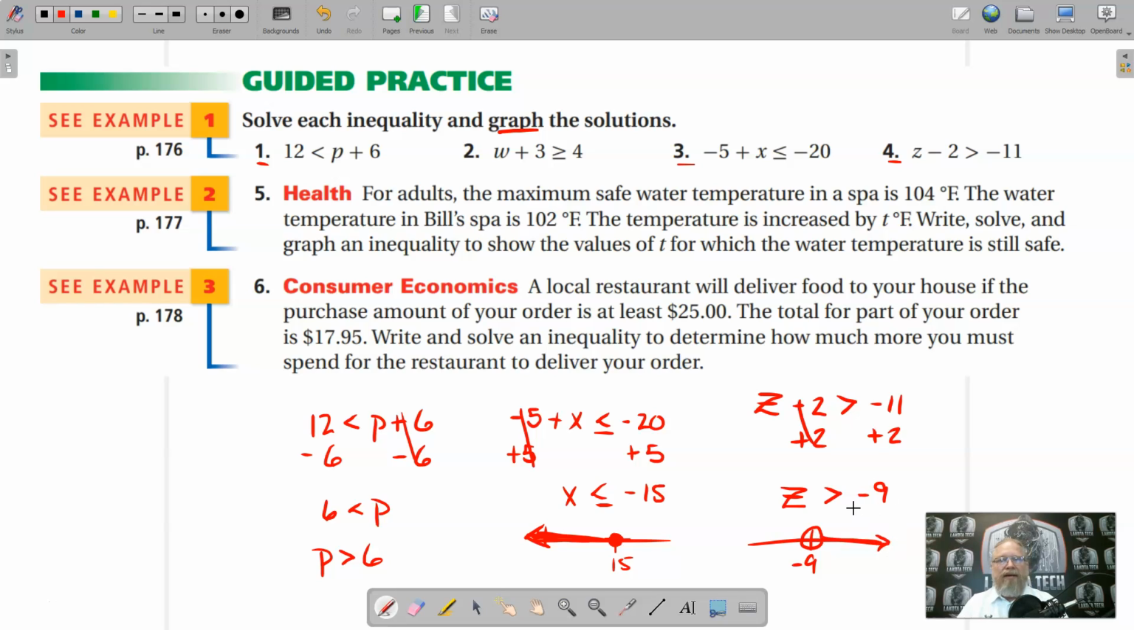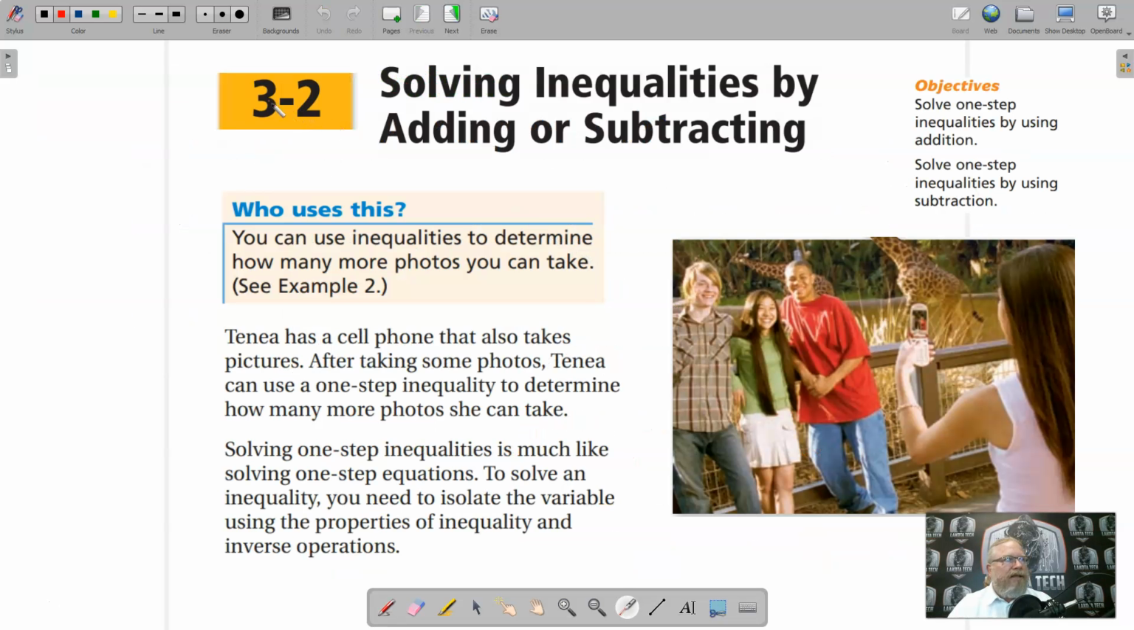All right, so that is my complete presentation of Algebra 1, Chapter 3, Lesson 2, Solving Inequalities by Adding or Subtracting. Thank you.